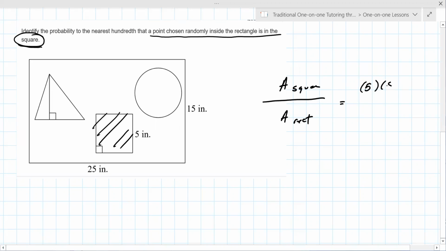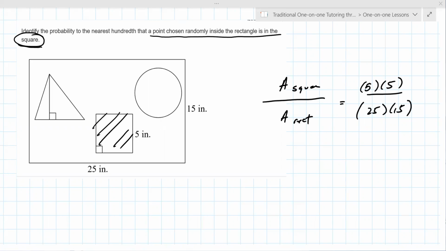Okay, I get 0.33 as my answer. Okay, let me take a look here. You said 0.33. Okay, what is your calculation for the area of the square? 125. But the square has side lengths of 5, doesn't it? Oh, I looked at 25 instead of 5. Okay, let me make a correction. So the area of a square is the same number times itself, and then the rectangle is base times height.